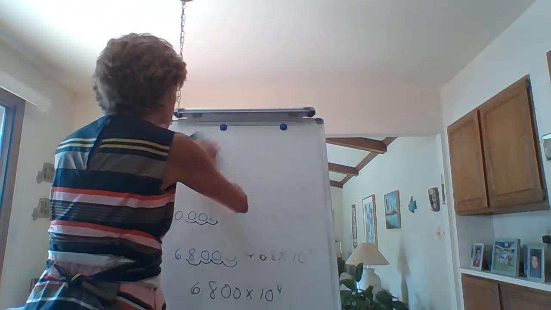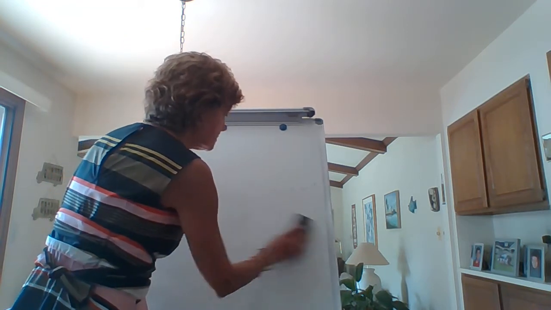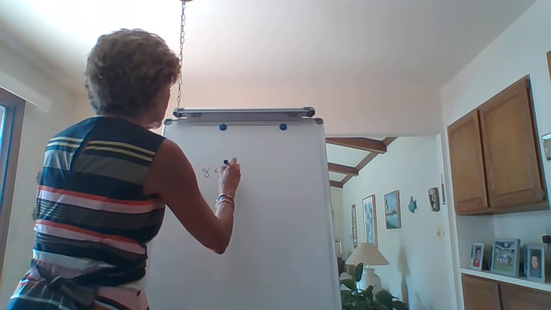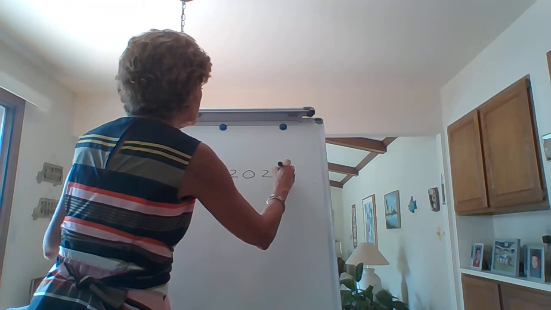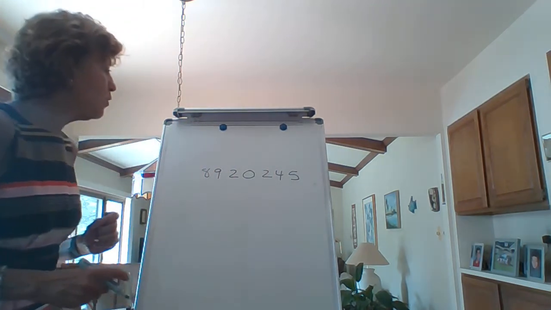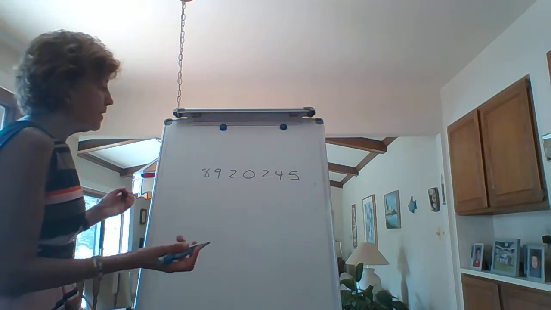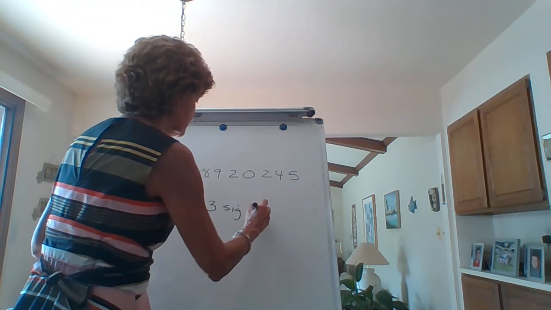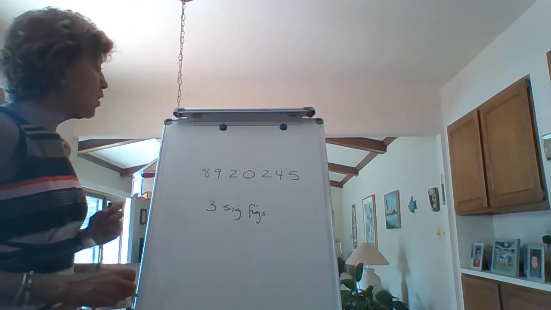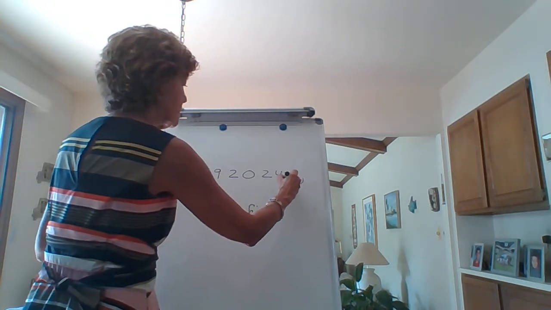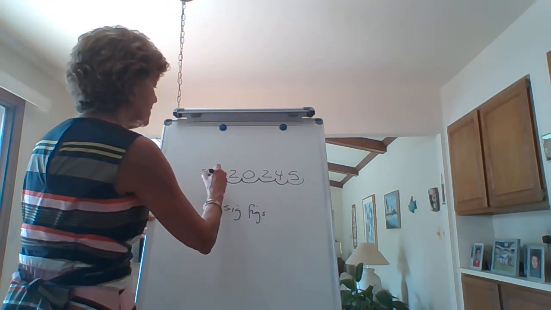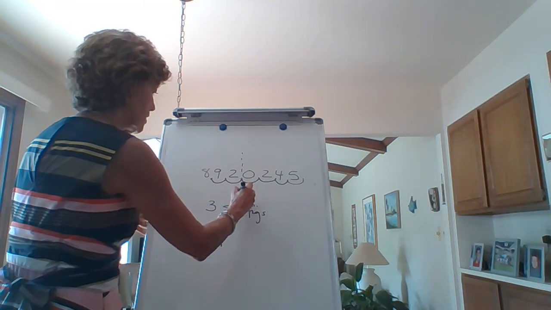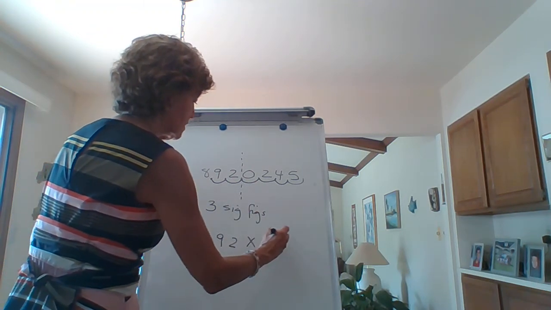All right, let me give you one more example, and then we'll switch to doing some math here. Let's say I've got this number over here, 8920245, and you want to round it to 3 sig figs. What would you do? Well, let's do this. 1, 2, 3, 4, 5, 6. So your answer is going to be 8.92 times 10 to the 6th.